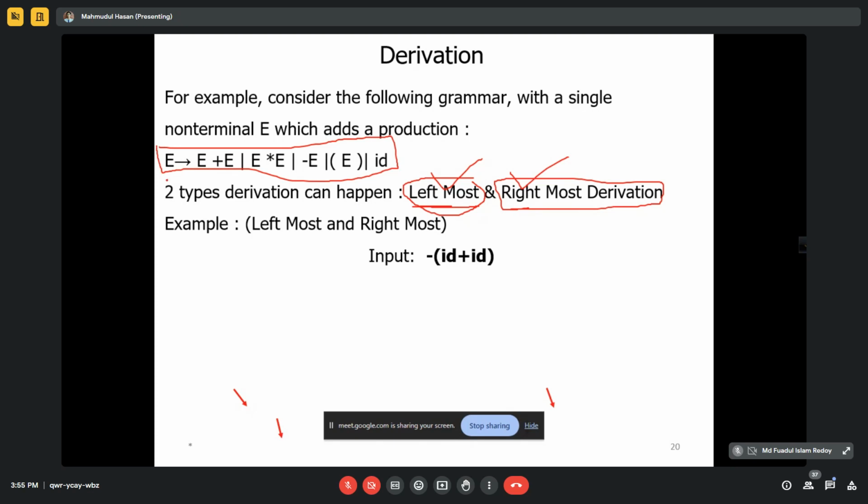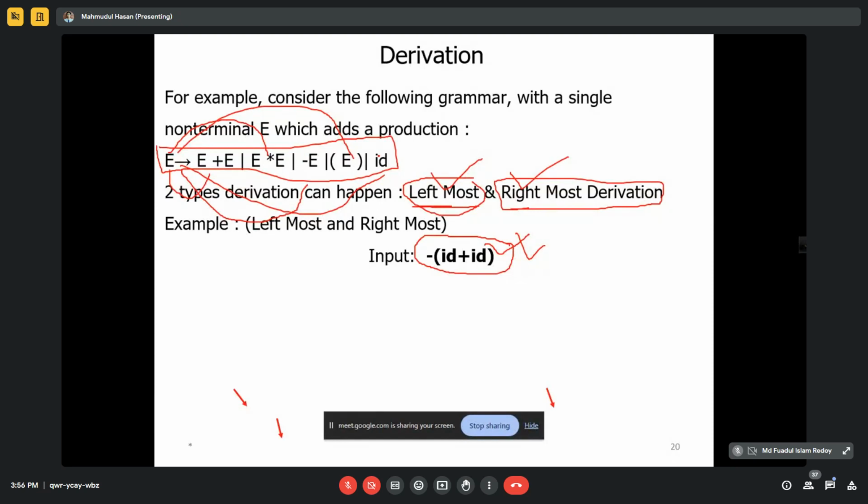And the grammar is, you can go from E to E plus E, E to E into E, E to E minus E, E to first bracket E, and E to ID. This is your grammar, this is your production rule, and this is your input. You need to generate this input string from this grammar by choosing production rules.